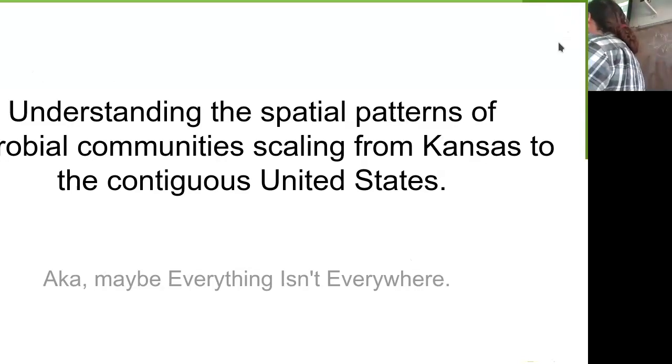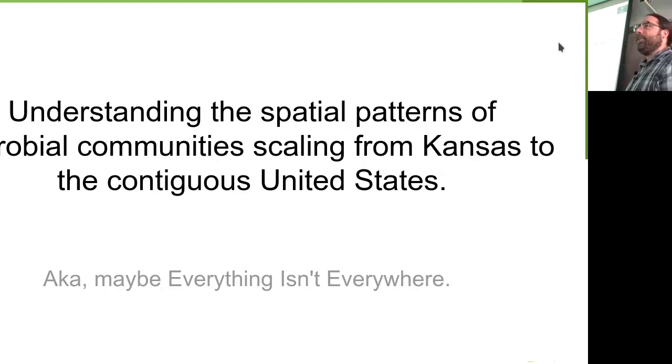So yeah, I'm going to be talking a little bit about some of the work I've been doing in my postdocs. And I totally planned this, and it isn't an accident, but a lot of my postdoc work has this running theme of spatial patterns of microbial communities. We're trying to understand the spatial patterns of microbial communities, scaling from projects at a local scale in Kansas to statewide, to now trying to do some work looking at the continental US and scaling up some of my questions. And I had to put in the comment, maybe everything isn't everywhere, totally in response to a reviewer comment. But yes, trying to understand these spatial patterns and what's driving them.